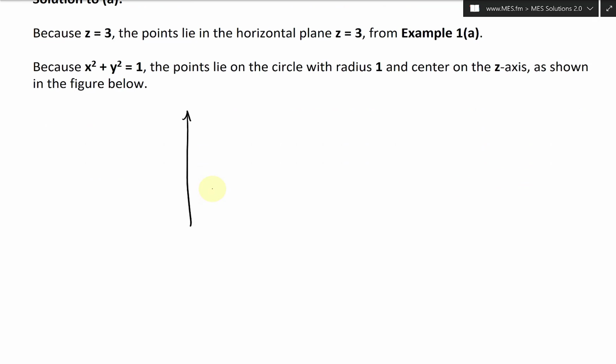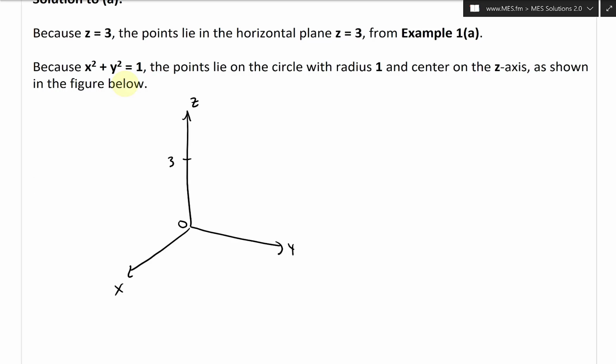This is our z, and there's our y-axis, our x-axis. There's the origin, and this is our point 3. I'll make it a bit shorter. So we have a point 3 here, and that's a 3 on the z. But now we have x squared plus y squared, that's just a circle on this z equals 3 plane. So we can draw it like this. There's a circle.